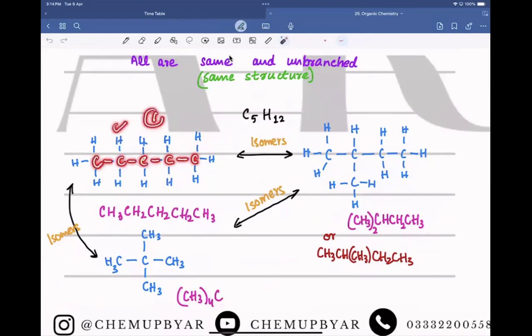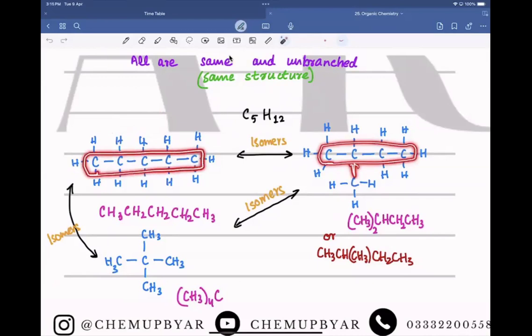So this is isomer number 1. Now for the second isomer, 1, 2, 3, 4. Oh, sorry, instead of 5 carbons, I put 4 carbons in a straight chain. Then on the second carbon, I made 1 carbon like this. So see, this second carbon now has 3 carbons bonded to it, so this is a branch structure. The structure is different from the first one because here there are 4 carbon atoms in the straight chain and 1 carbon atom in the branch, while there all 5 carbon atoms are in the straight chain. So these two become isomers of each other.